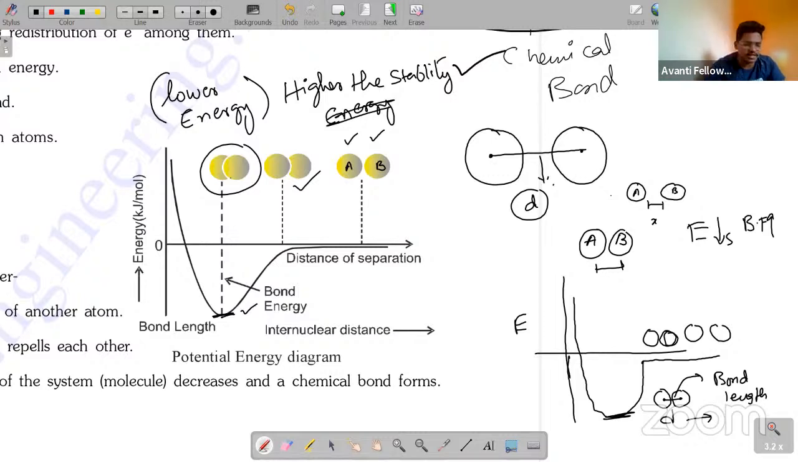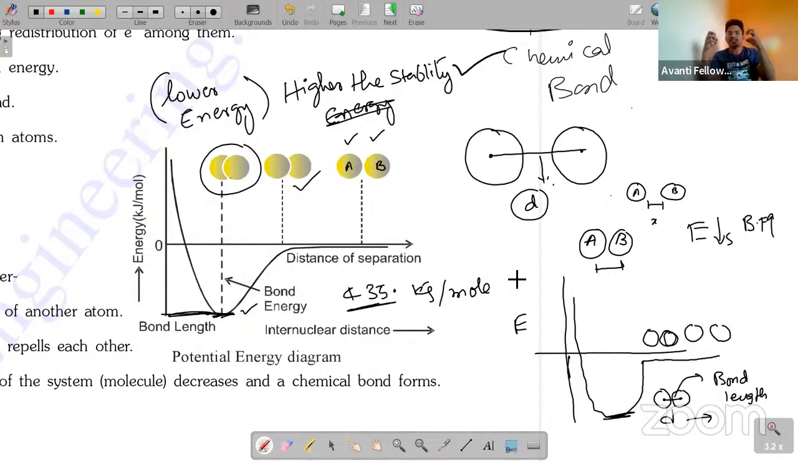Now you can clearly see that whenever I bring both atoms very near to each other, the energy remains the same. When bond formation takes place, there will be very low energy. Usually, checking for the H2 molecule, this energy is 435 kilojoule per mole.